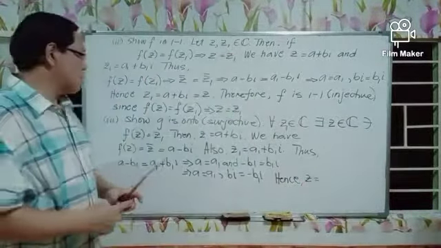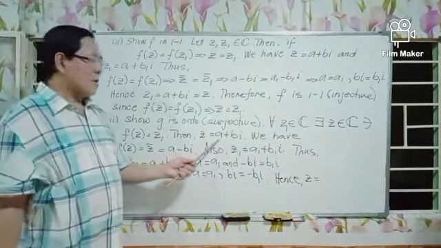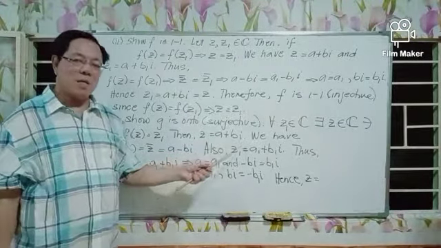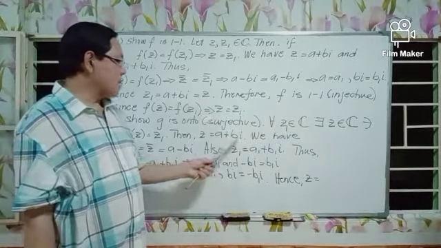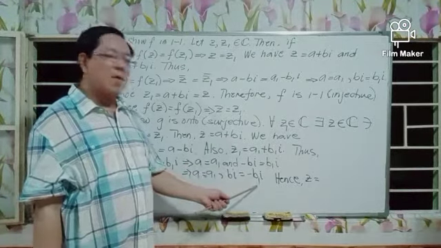Hence, the complex number z, which is equal to a plus bi, is equal to a sub 1 plus bi, where bi is minus b sub 1 i.